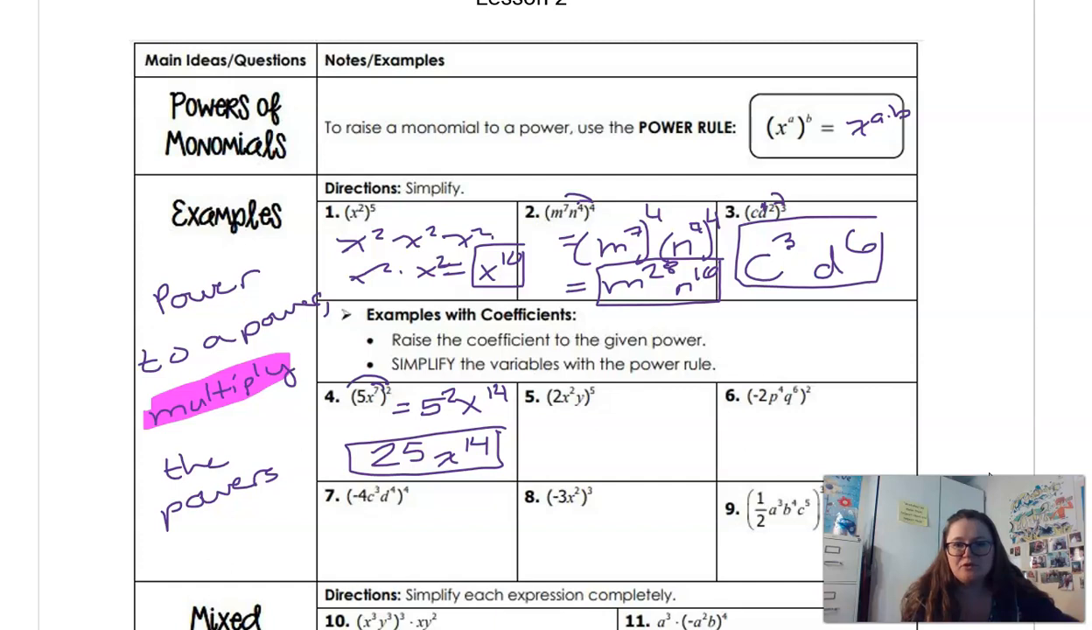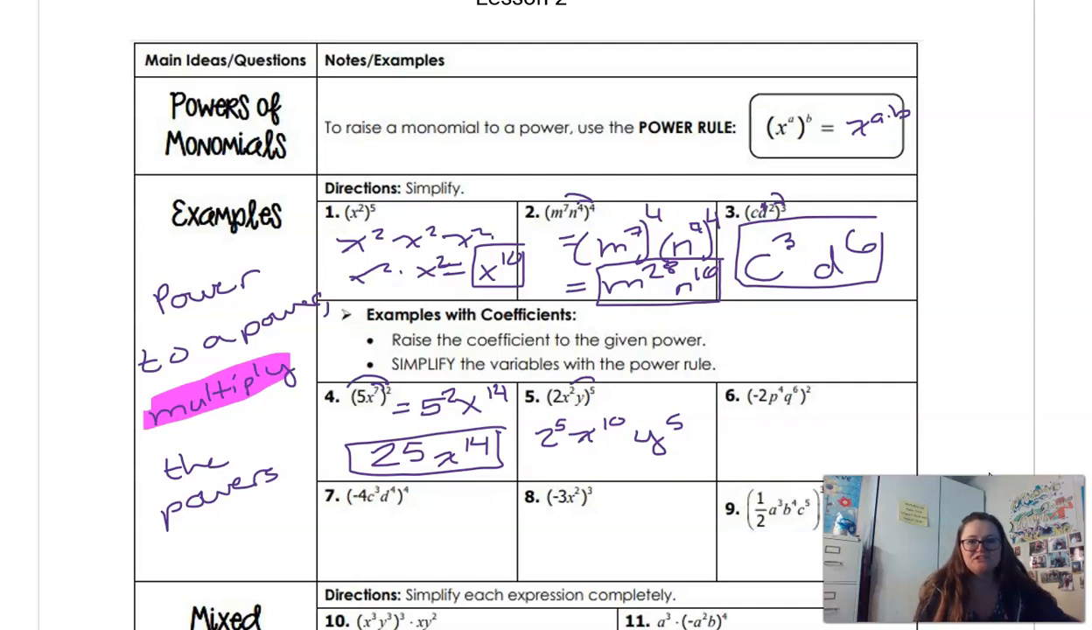So I'll just do a couple more of these examples with you, because then you're going to practice some on Delta Math. So right here you've got 2x squared y, to the power of 5. So you're going to have to do 2 to the 5th power, and then you're going to have x squared to the 5th, which is, remember, when you have power to a power, you multiply, 10, x to the 10. And then y doesn't have an exponent, so it's going to be y to the 5th. And now we need to actually do 2 to the 5th power.